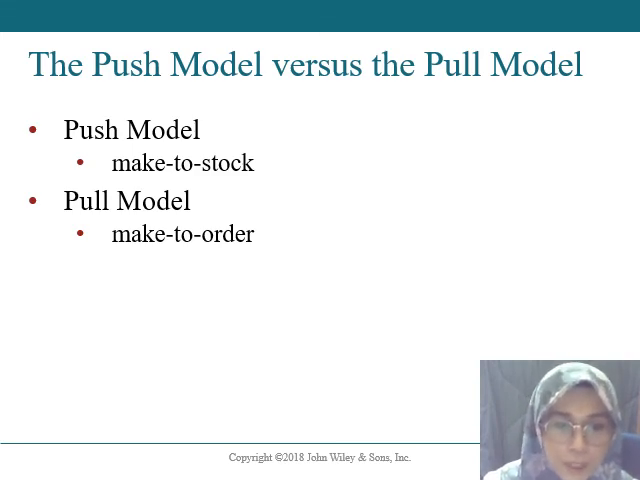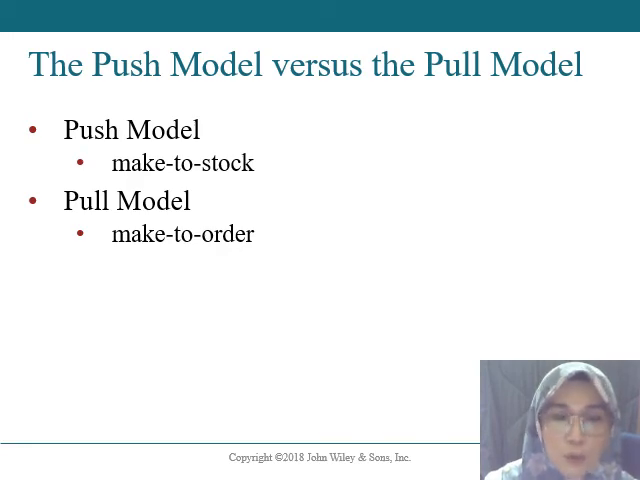Tapi kalau jenis pull model, which is make to order, dia punya konsep adalah bila customer order dulu, when there is a demand from the customer, barulah dia akan begin the production process tu, where we begin when there is a customer need or demand for the product, baru dia akan buat. Kalau tak ada customer tak minta, so dia tak akan buat.